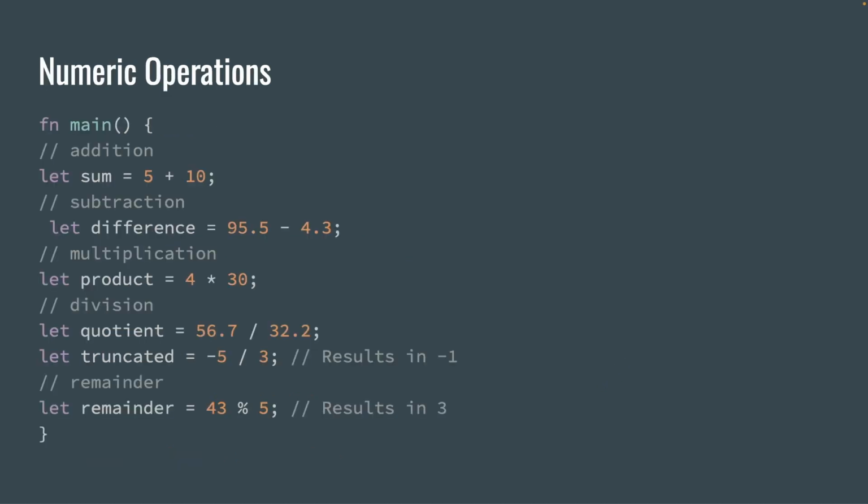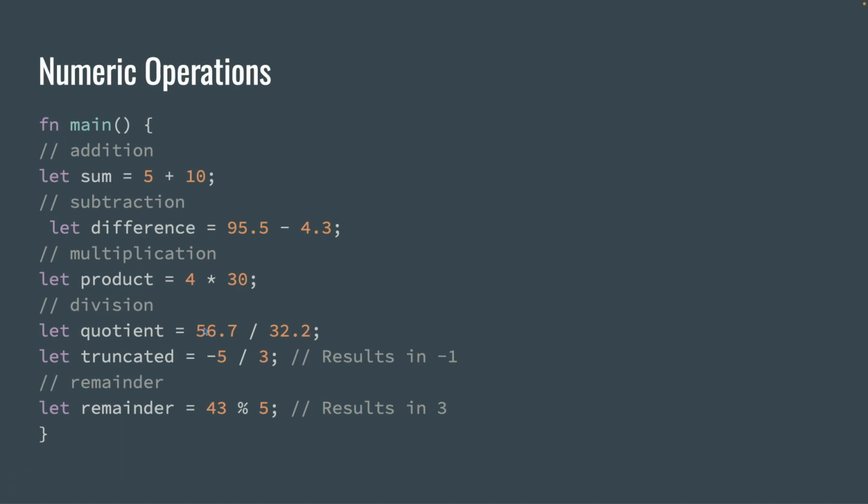Now, Rust supports basic numeric operations that you'd expect for all number types. Sum, 5 plus 10, will add the numbers. Difference, 95.5 minus 4.3, will give you the subtraction. Product, 4 into 30, will give you 120.